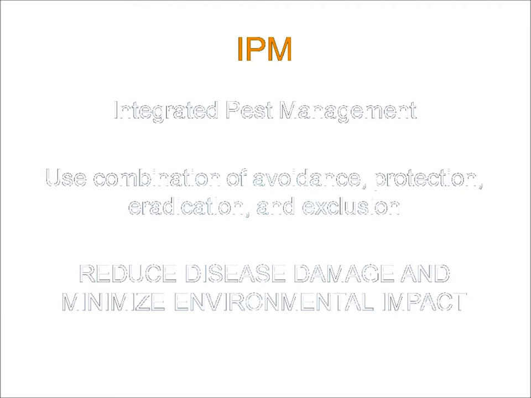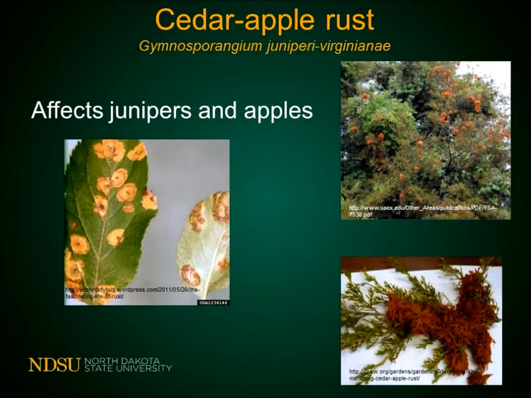So, if you think about it, you can use combinations of eradication, cleaning up your leaves, and potentially applying a pesticide at reduced time periods, or sorry, less frequently, to limit the amount of disease you might have. So we're going to talk about cedar apple rust or juniper apple rust as an example of one of these diseases where we can apply these different strategies for control.